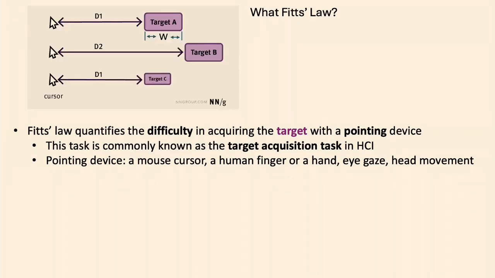So what is Fitts law? Surprisingly, Fitts law is very easy to explain. I can do it in a minute. The law quantifies how difficult it is to move a cursor or pointing device from one point, from point A, to acquire a target, let's say target B. So I'll go over this example. Let's say my cursor is here. My task is to acquire the target. So move the cursor from here to the target.